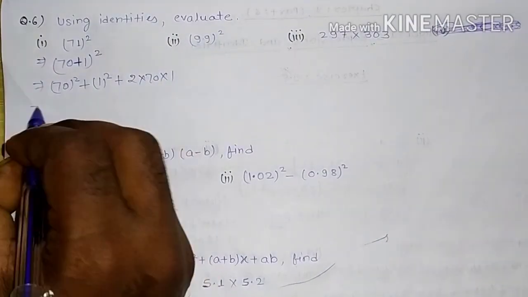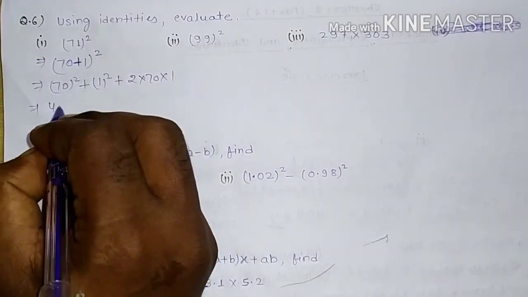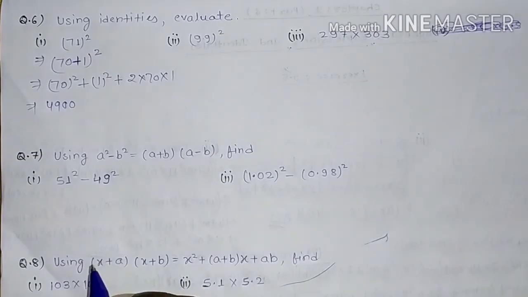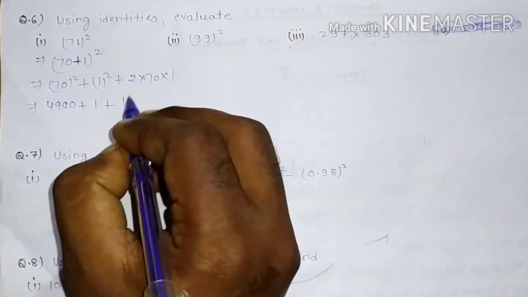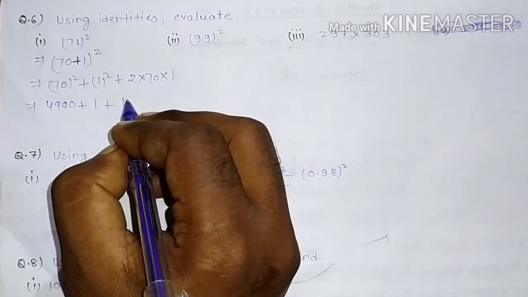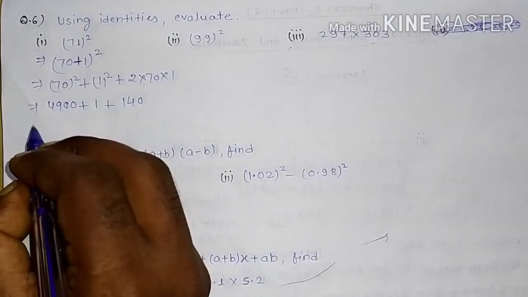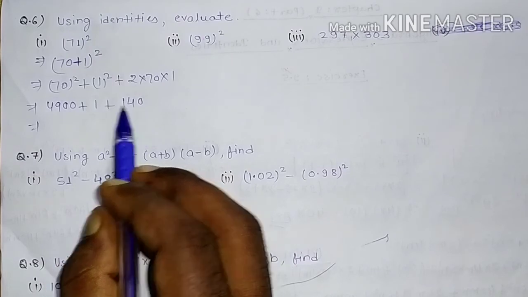Now just solve it. So 70 whole square, that is 7 sevens are 49, 4900, plus 1 plus 2 sevens are 14, 140. Now 4900 plus 140 plus 1.